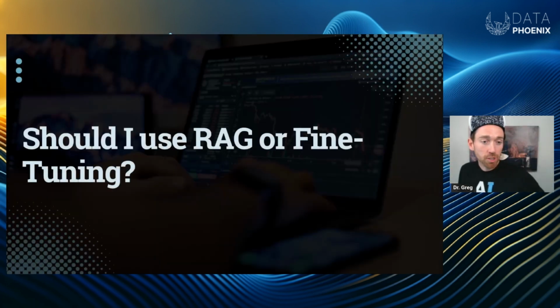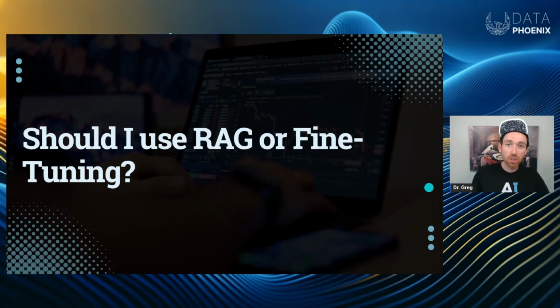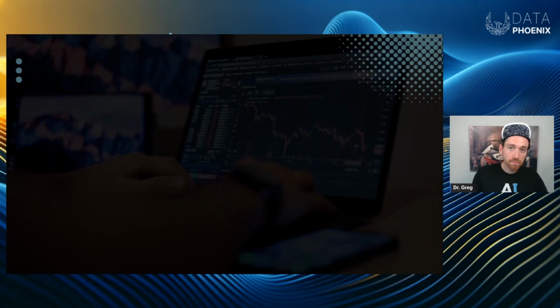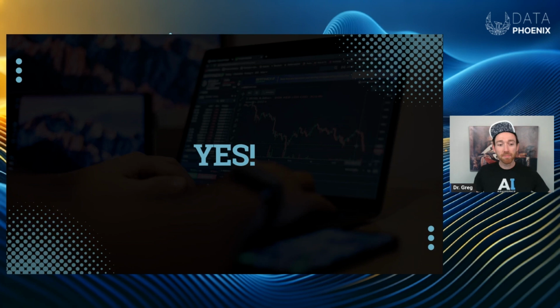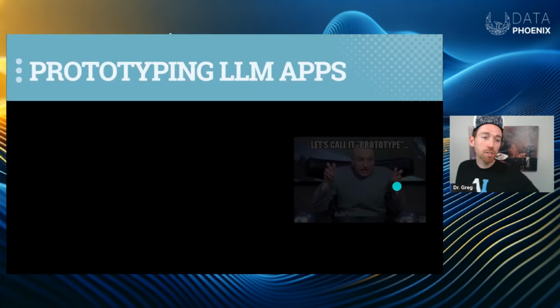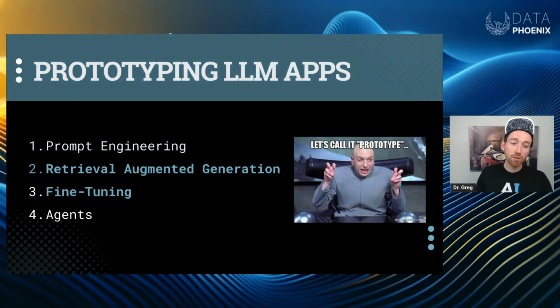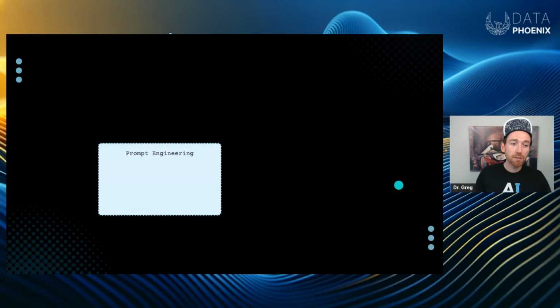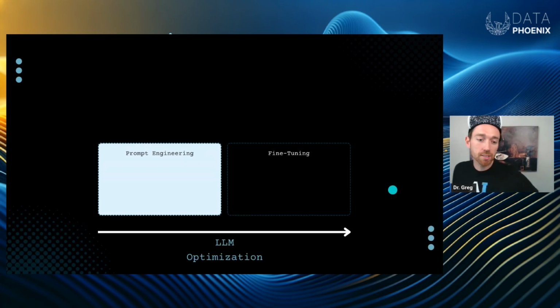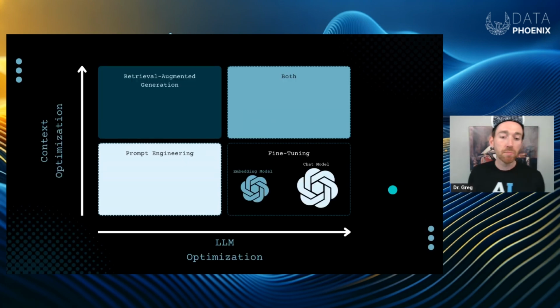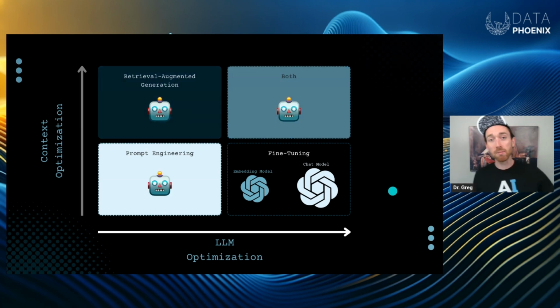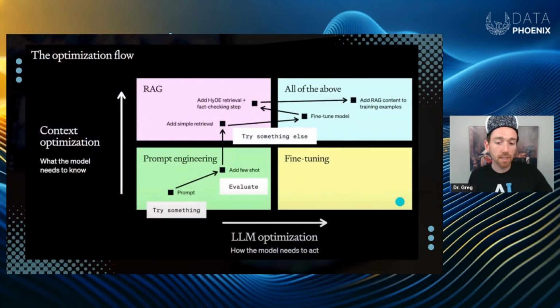So should you use RAG or fine-tuning? Yes. You should use both as you go from prompt engineering to optimizing the context, to optimizing the LLM, to trying to get something that optimizes both, maybe even adding some agents and ultimately achieving human level performance.